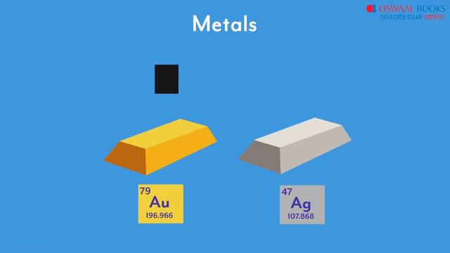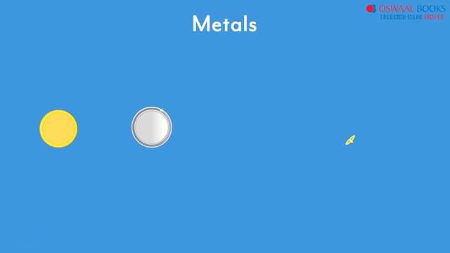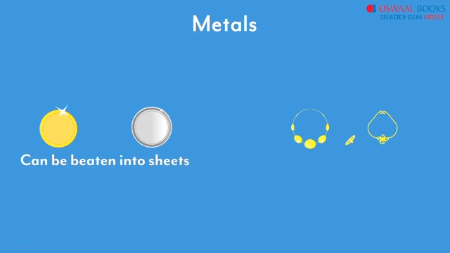Let us look at the second property of metals. Have you seen coins of gold and silver? You sure must have seen gold ornaments as well. Well, all these can be made because gold has two more properties. One is that it can be beaten into sheets. This property of metals is called malleability.